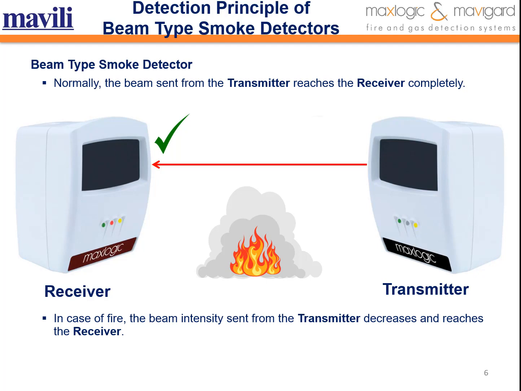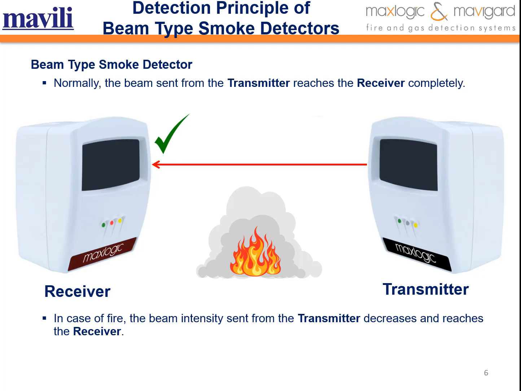The features and performance criteria of beam type smoke detectors are specified in the EN54-12 standard. Smoke detectors to be used in a building must have an EN54-12 CPR certificate issued by internationally accredited organizations. There are two variants of beam type smoke detectors: one with a transceiver unit and receiver, and the other with a transceiver unit and reflector.